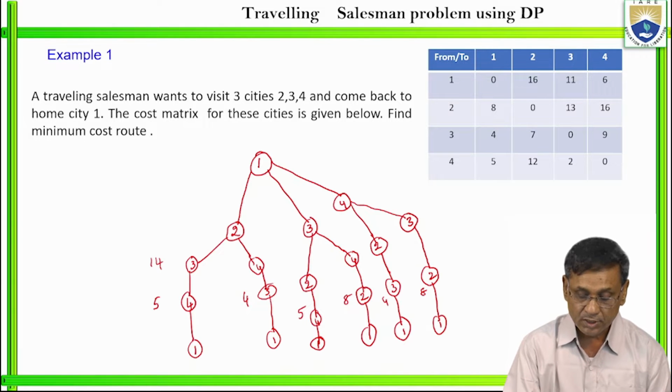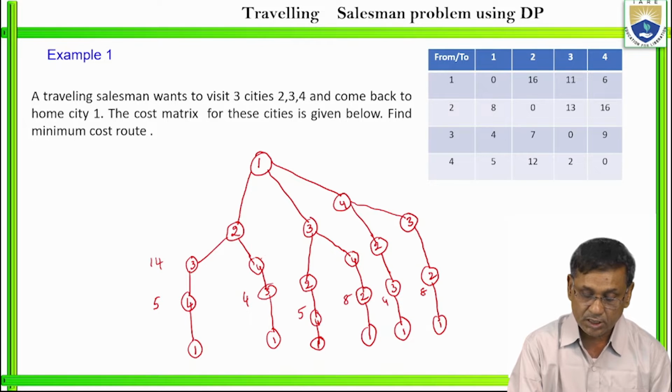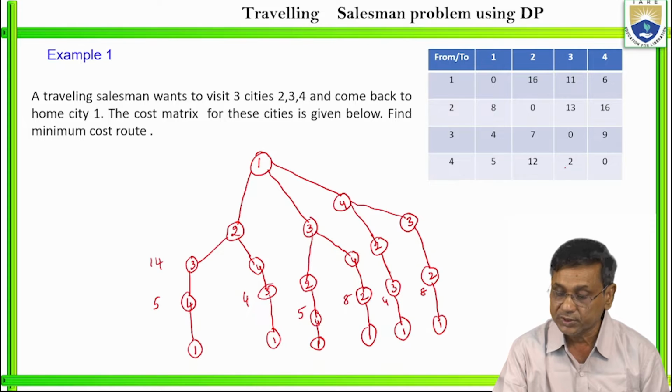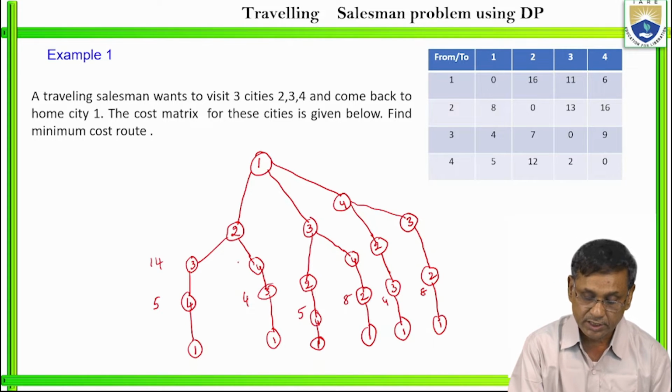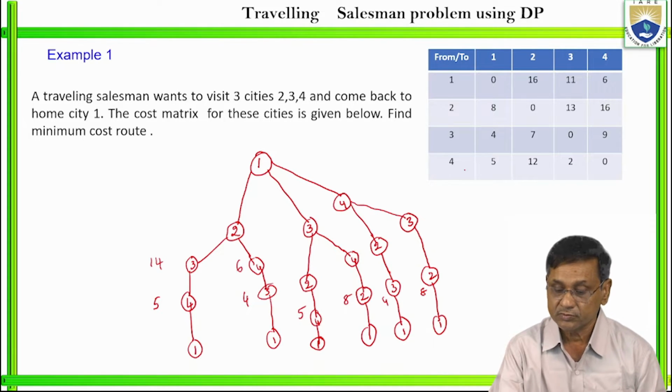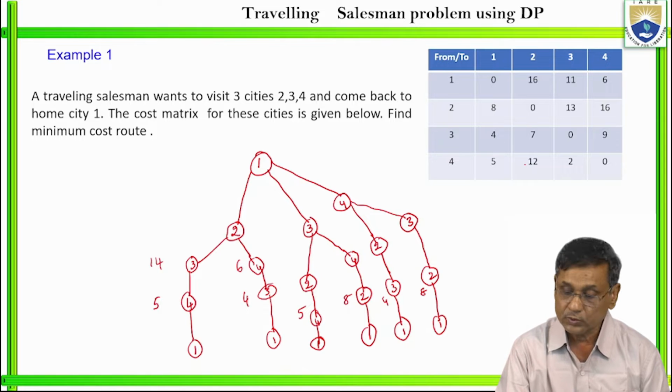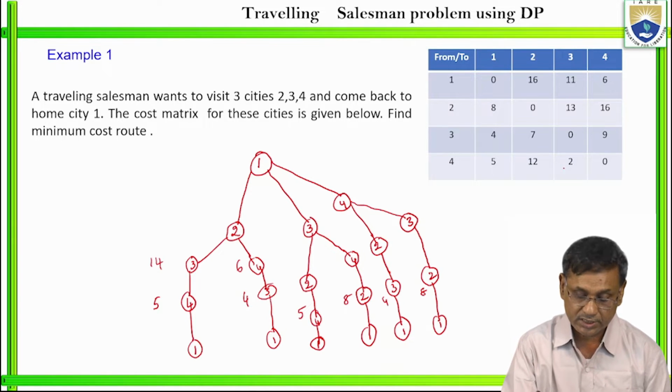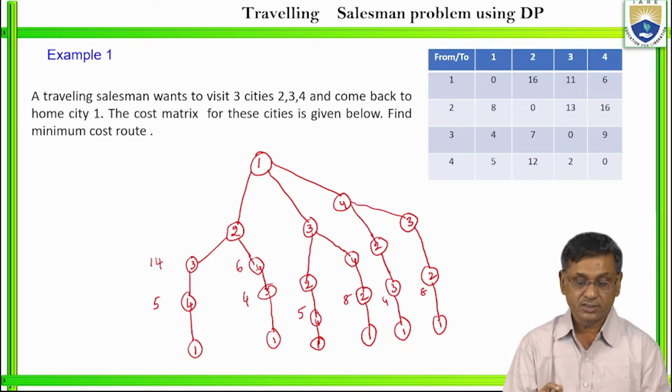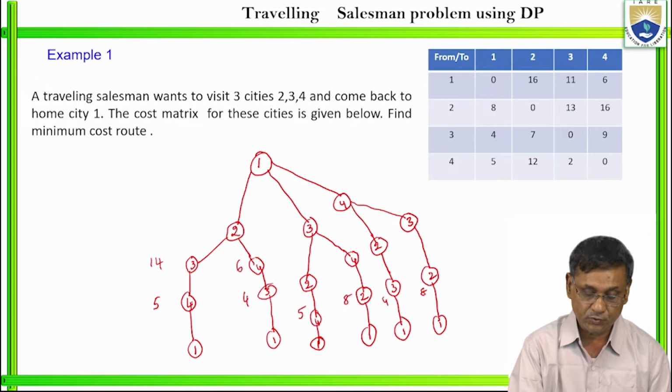Then suppose the salesman goes from 4 to 3 and then 1. In that case, the distance 4 to 3 is 2. That means here the distance is 6. That distance is 6. This is coming from 3 to 4, 4 to 1, 4 to 3, 3 to 1.